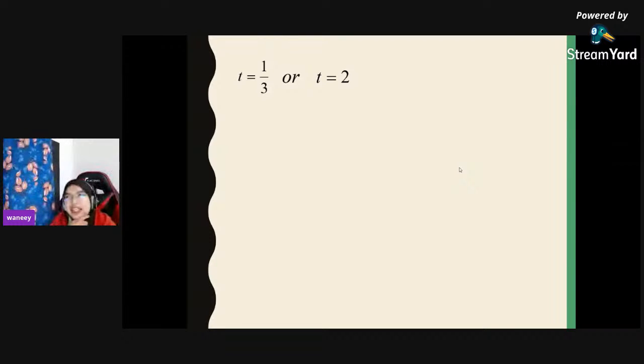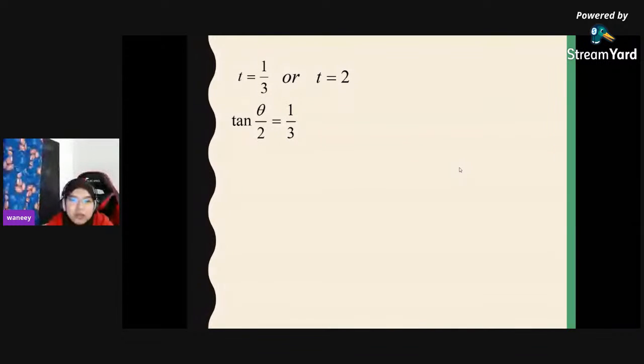And then let us think a little bit. What is t actually? Because we start our question with sine theta and cos theta. Why do we have a t? So we actually used a substitution previously where we let t equal to tangent theta over 2. So that means we substitute back. t is equal to tangent theta over 2. So that means either we have tangent theta over 2 equal to 1 over 3 or tangent theta over 2 is actually equal to 2. And then we're going to solve them one by one.